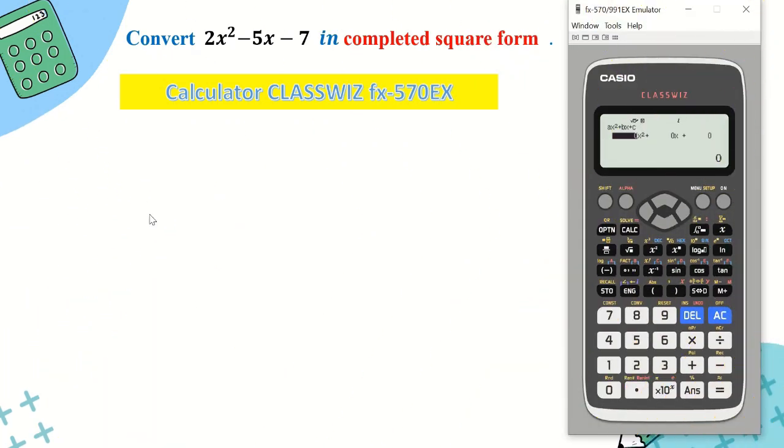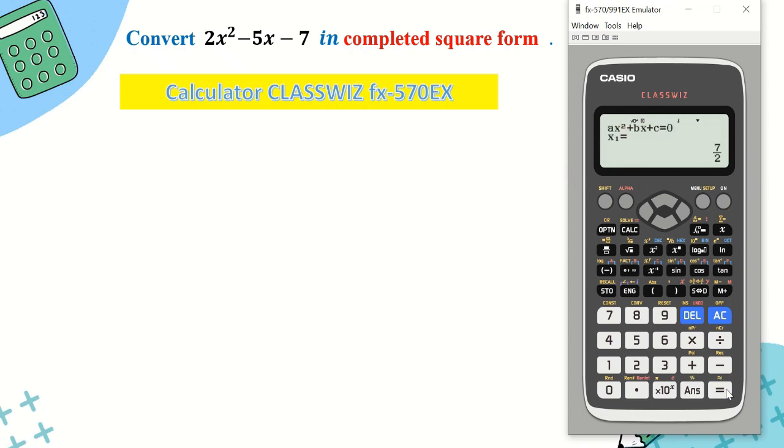How about if you want to convert a quadratic expression where the coefficient of x squared is not equal to 1? For example, we have 2x squared minus 5x minus 7. How are you going to use the CLASSWIZ calculator to do this? We repeat the same process and input the coefficient of x squared as 2, the coefficient of x as minus 5, and the constant as minus 7.